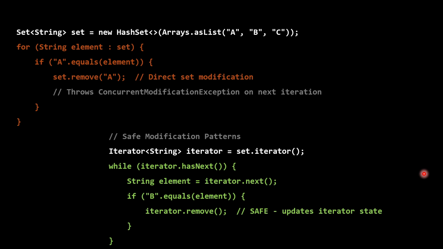Now let's examine the correct approach. The iterator's remove method provides a safe modification pattern. It removes the current element from the underlying set while updating the iterator's state to maintain consistency. This approach works for single-threaded scenarios with all the set implementations that support remove operations.